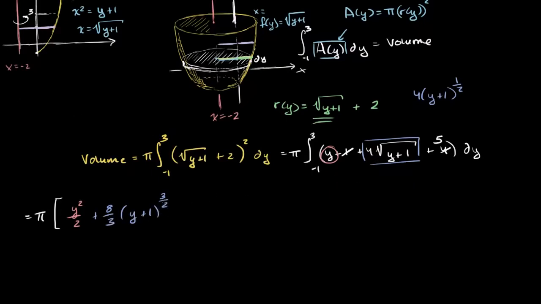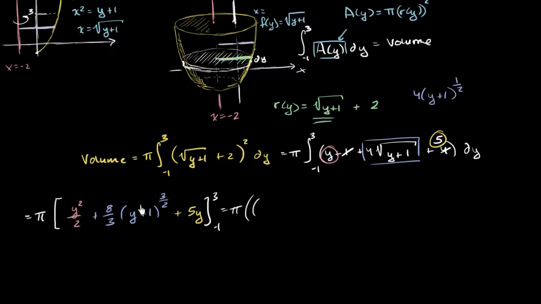And then finally, you have, let's see, what color have I not used yet? Finally, you have this 5. The antiderivative of 5 is just 5y. And we are evaluating it from y equals 3 to y equals negative 1. So this is going to be equal to pi times, let's evaluate all this business at 3.